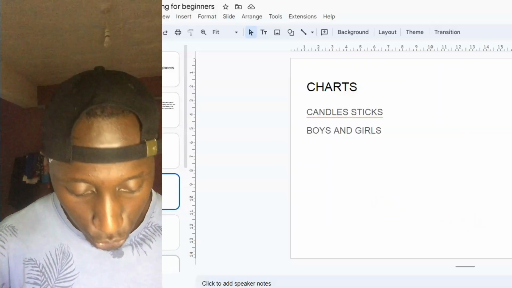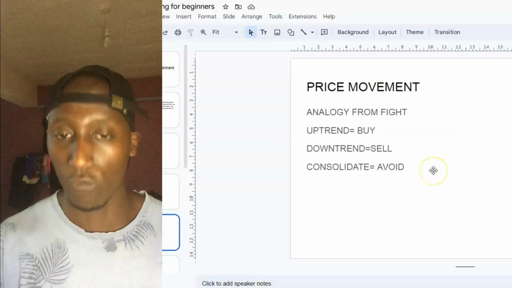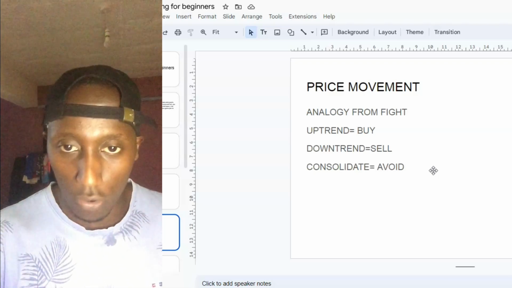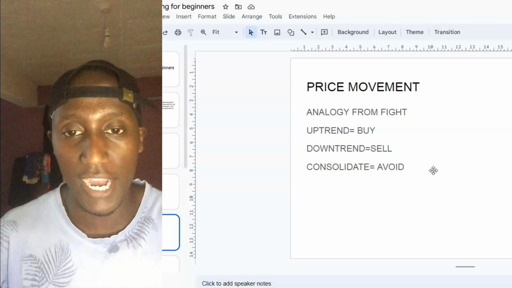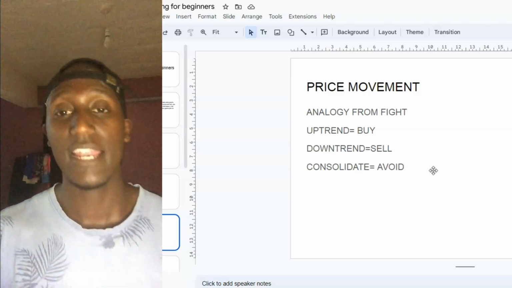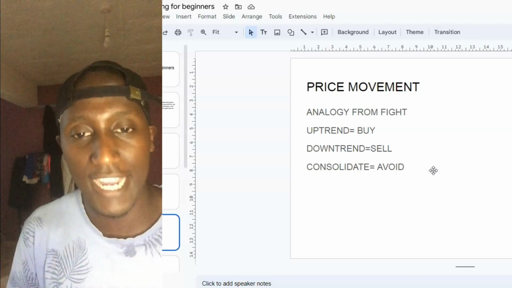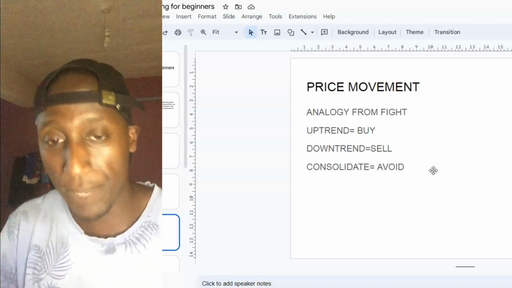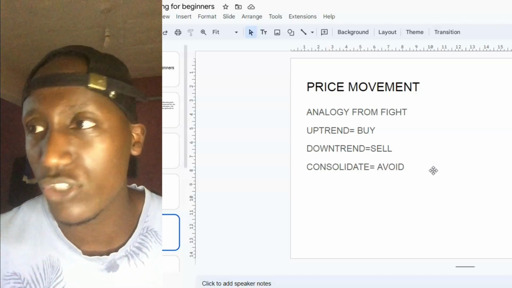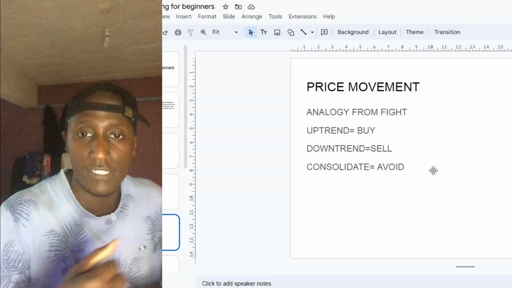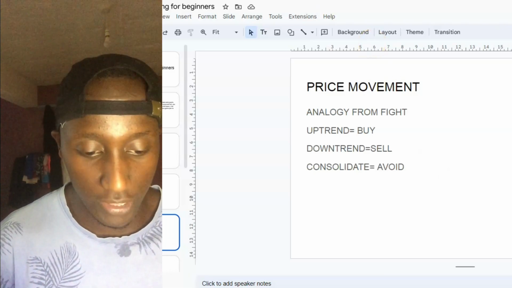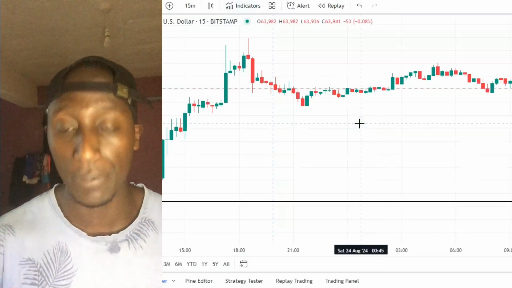Now we move on to price movement. When we think of price movement, think of the scenario where we have the big guy and the small weak guy. Now, even though the big guy might win, might beat up the small guy, the small guy does not just sit there and wait to be hit. He also hits back when he can. It's the same thing with the charts and how price moves.